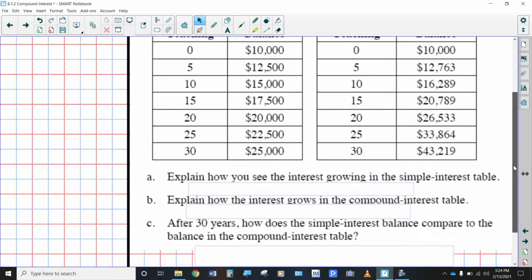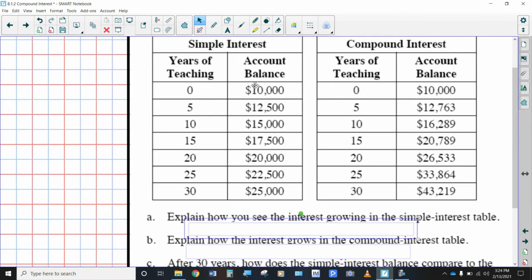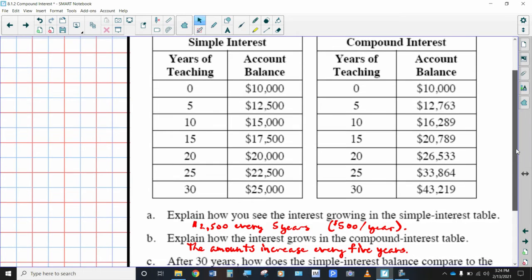So explain how you see the interest growing in the simple interest table. Well, if every year it goes up by 500 every 5 years, you can see it's going up by $2,500. And then explain how the interest grows in the compound interest table. Well, that is not growing by a constant amount. And I didn't feel like going through and subtracting each one of these and telling you the amount that it grew every single time. Feel free to do that if you want to. Just know that it's not going up by the same amount. The amount that it's increasing by is growing every single 5 years.